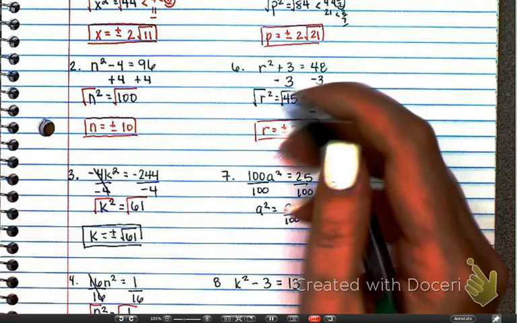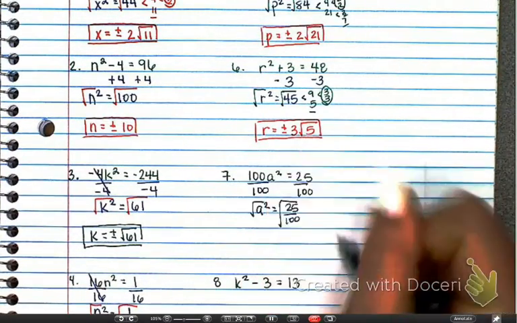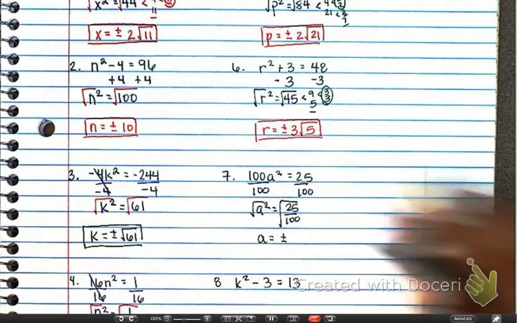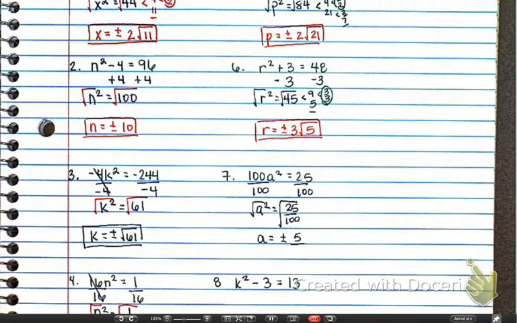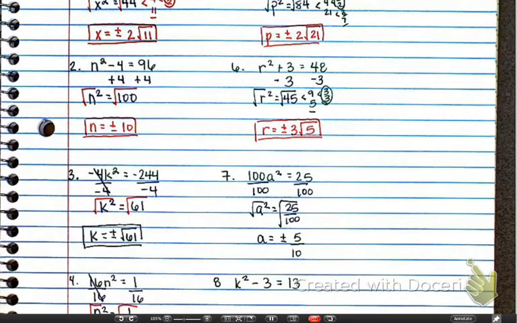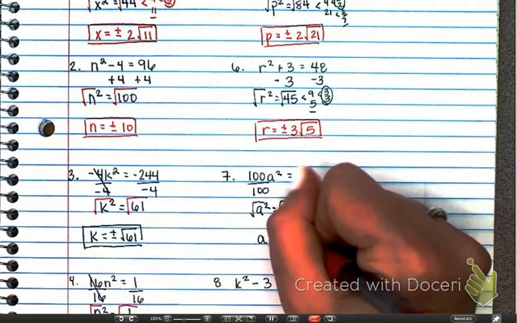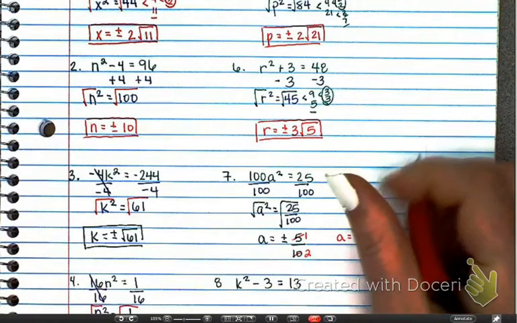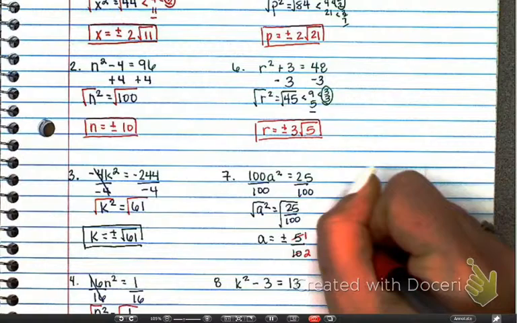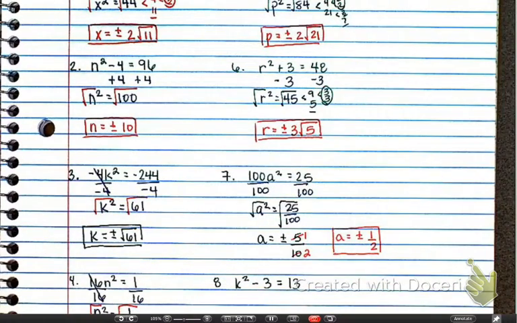We take the square root of both sides. So a equals plus or minus, what's the square root of 25? 5. What's the square root of 100? 10. Now if I look at that fraction, I should say to myself, that is not fully reduced and you have to reduce it. What goes into 5 and 10? 5. So 5 goes into itself once, 5 goes into 10 twice. So a equals plus or minus 1/2 should be your answer. If you put 5 over 10, you're going to lose points because you didn't reduce.